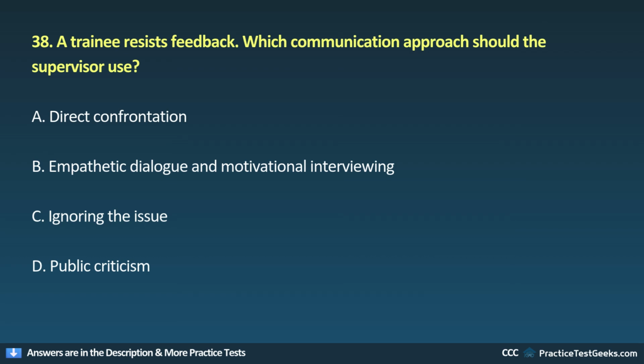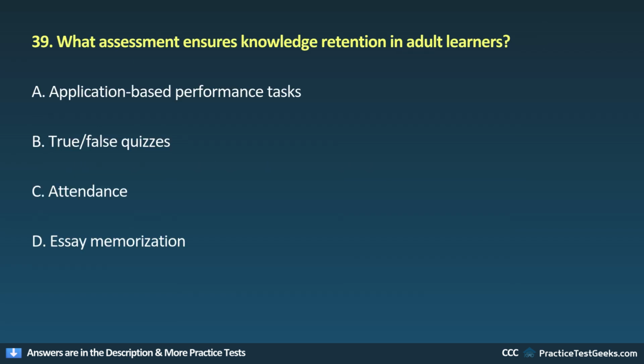38. A trainee resists feedback. Which communication approach should the supervisor use? A. Direct confrontation. B. Empathetic dialogue and motivational interviewing. C. Ignoring the issue. D. Public criticism.